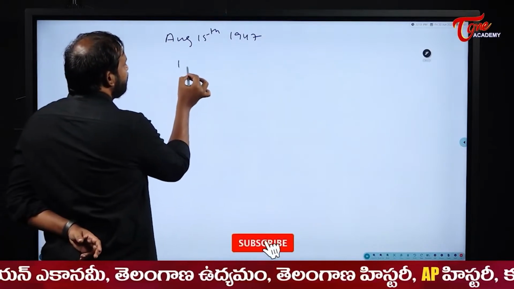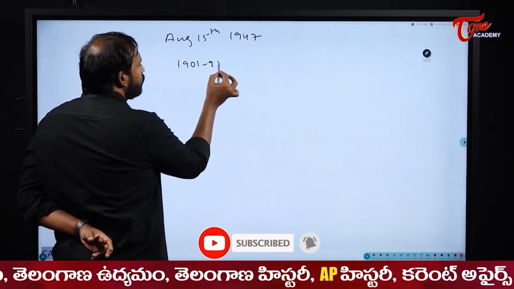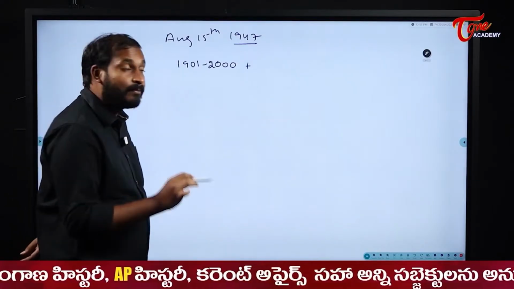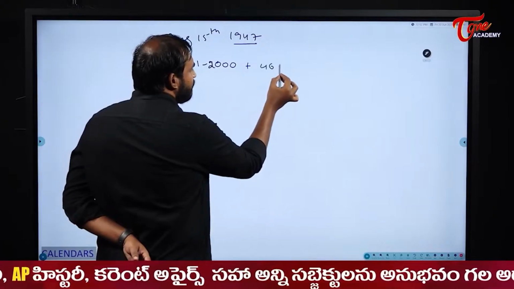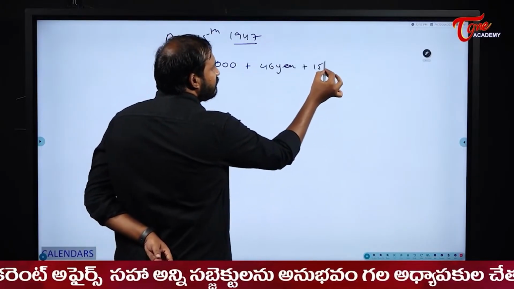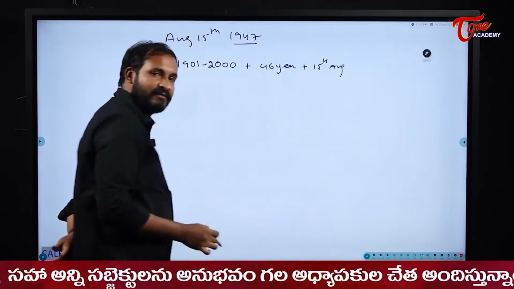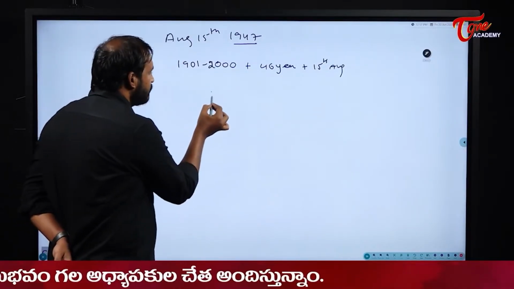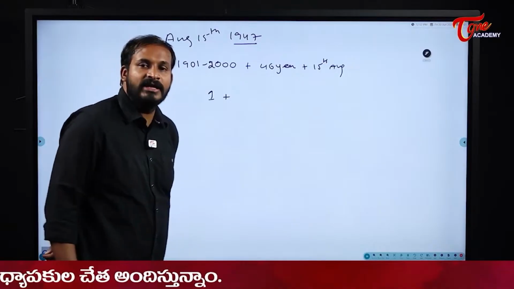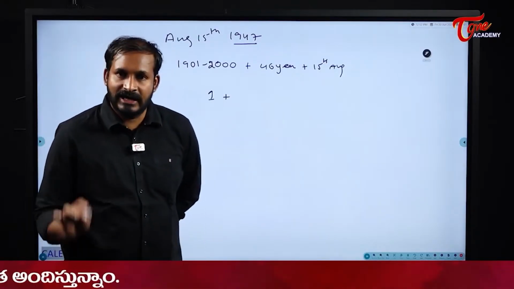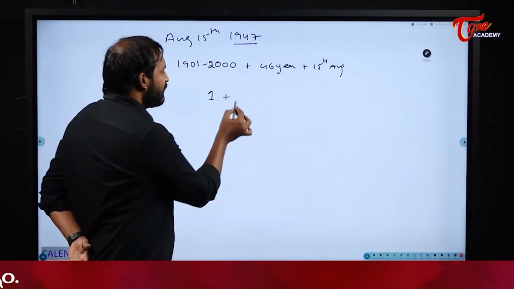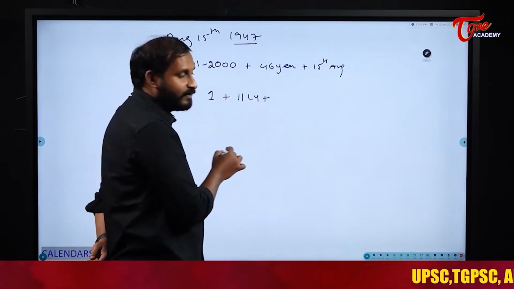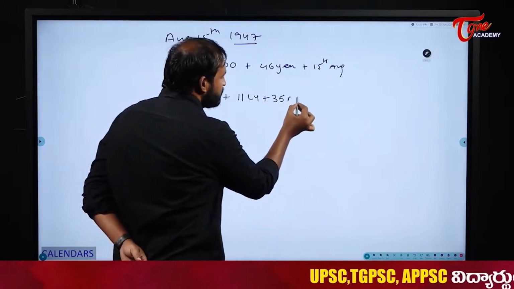So it belongs to the 1901 to 2000 century. Plus in the same century, how many years are completely finished? 46 years are completely finished. And 15th of August. And what is the century code for 1901 to 2000? Just now we solved. What is it? 1. Plus in 46 years, how many leap years will we have? 46 by 4, 11, 44 times. So if 11 are leap years, what about the others? Out of 46, if 11 are leap years, the other 35 will be normal years.